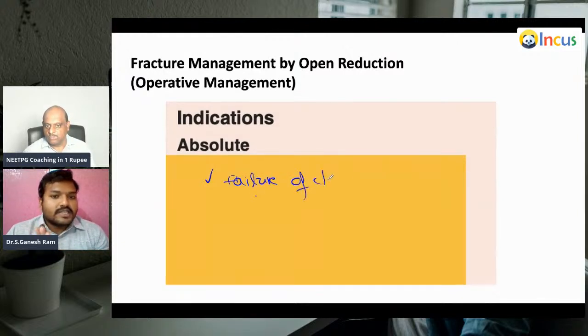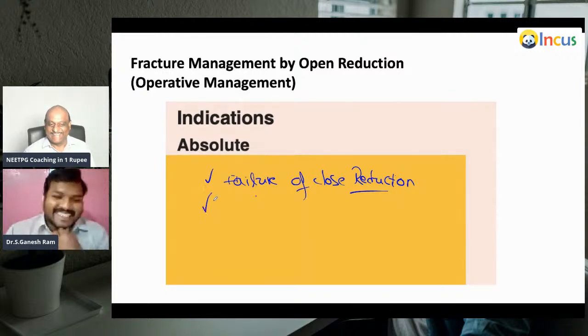Failure of closed reduction. If you are unable to reduce by closed means, no further tries, you can directly open it. You can give a few tries, but if it's not coming, immediately we have to go for open. That is the single most important indication of open reduction. Just like the absolute indication for divorce is failure of marriage. Same thing.